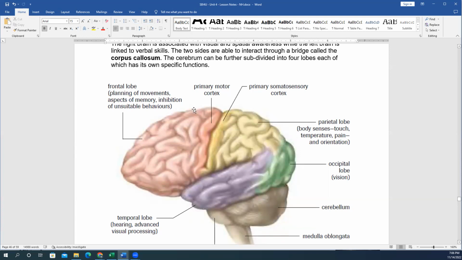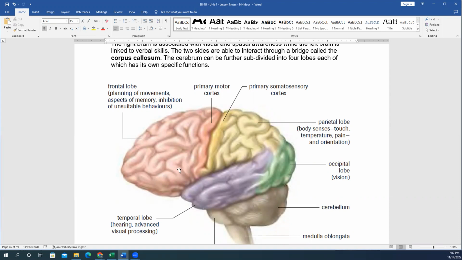The surface of the cerebrum is known as the cerebral cortex. It is composed of the gray matter that is highly folded. You can see all the folds here on the surface of the brain. And these folds are meant to increase the surface area of the brain. And then you have each half of this part of the brain storing different kinds of information. On the right side of the brain, that is associated with visual and spatial awareness, while you have the left side of the brain linked to more verbal skills.